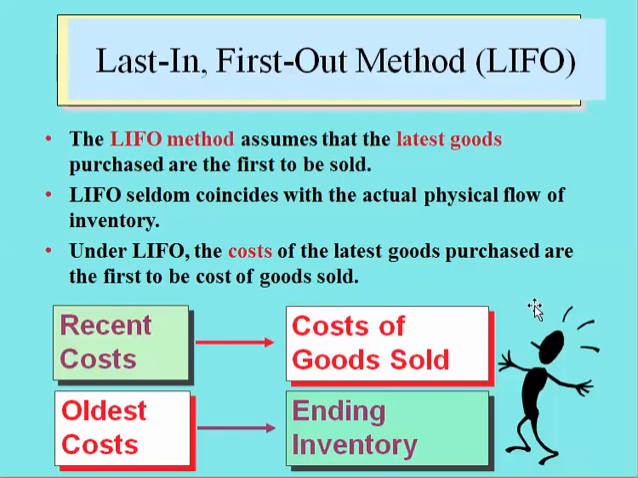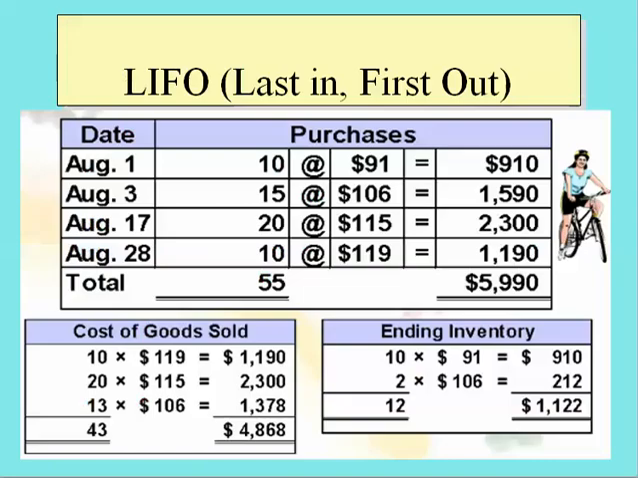Now, last in, first out is the opposite. It assumes the latest goods purchased are going to be the first ones out the door. Now this method seldom coincides with the actual physical flow of inventory unless you have some really lazy stock people that always put the fresh stuff out front. But again, this is just the way we're costing, so it has no correlation to the way the goods are actually sold. And so the cost of the latest goods purchased are the first to be sold. So we have recent costs being charged to cost of goods sold. Oldest costs will remain in ending inventory.